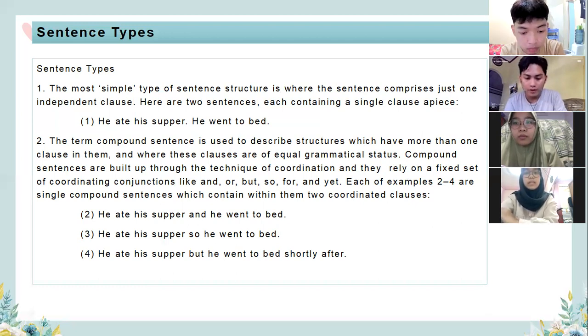Second sentence, he ate his supper and he went to bed. The third sentence, he ate his supper, so he went to bed. Fourth, he ate his supper, but he went to bed shortly after.